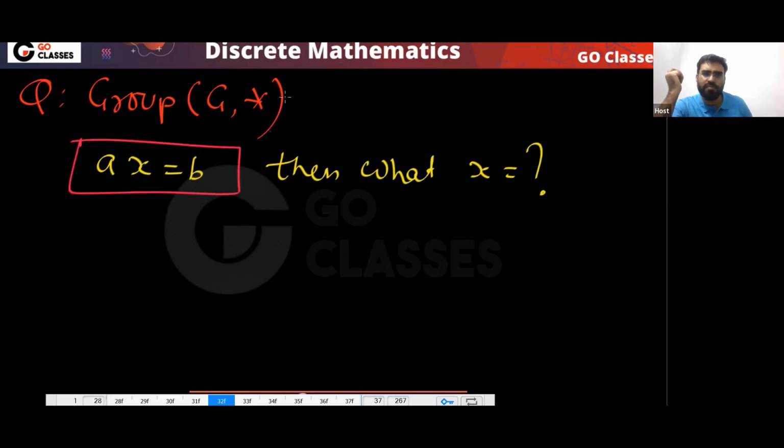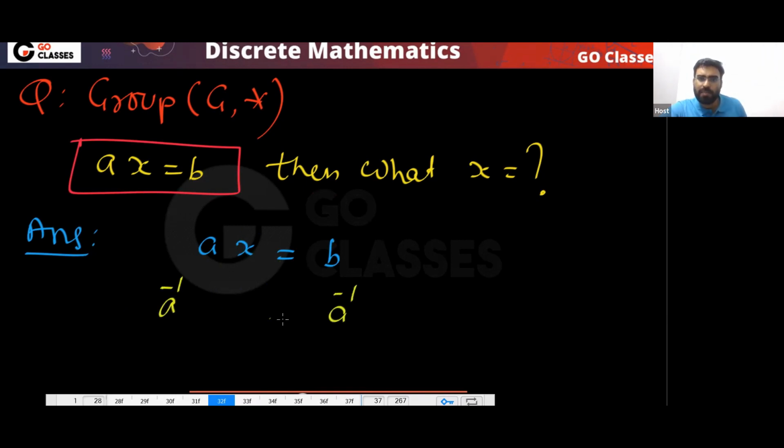So how will you find it? To find X, what will you do? This is very easy. Because you want X, you can multiply with A inverse on both sides. Just multiply with A inverse on both sides. This is what you do.